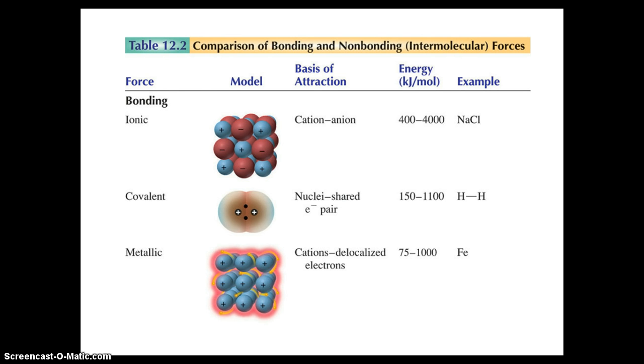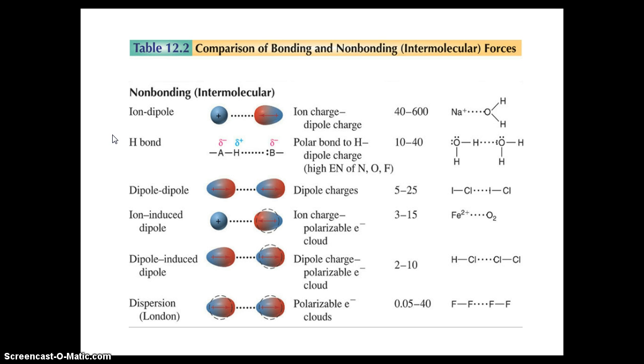And we have metallic forces, so these are cations, and they have delocalized electrons, which is kind of an electron cloud. So you can think about ionic as a metal and a nonmetal. Covalent is two nonmetals, and metallic is obviously a metal. So these three types of forces are all bonding forces. So they're intramolecular forces. Let's move on to intermolecular forces. So these are the non-bonding forces.